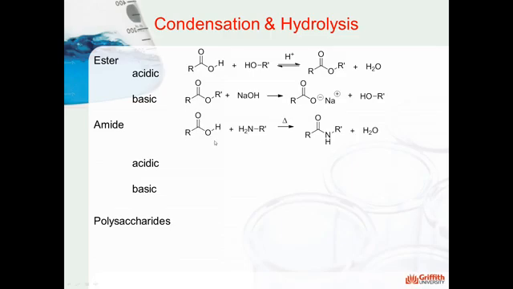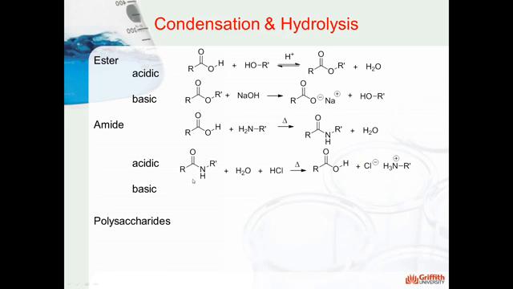Amides can be formed through the reaction of a carboxylic acid and an amine. When they are reacted together and heated up, they can form an amide and water. So that's a condensation reaction. Carboxylic acid plus an amine to give an amide plus water.